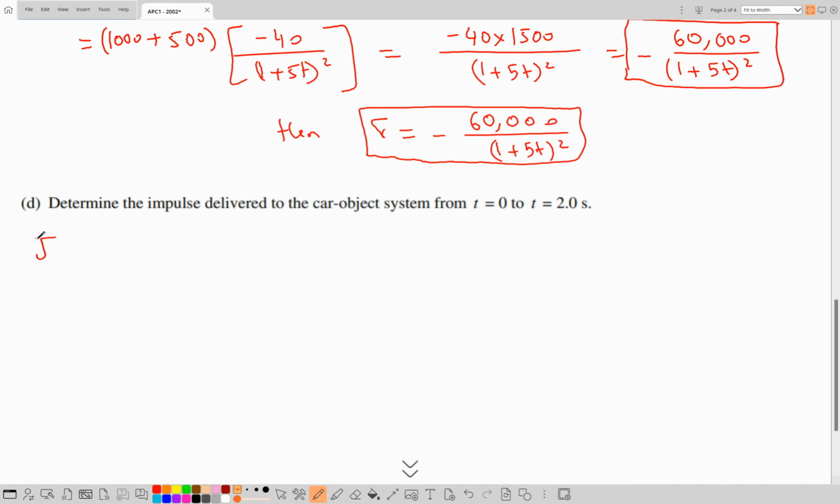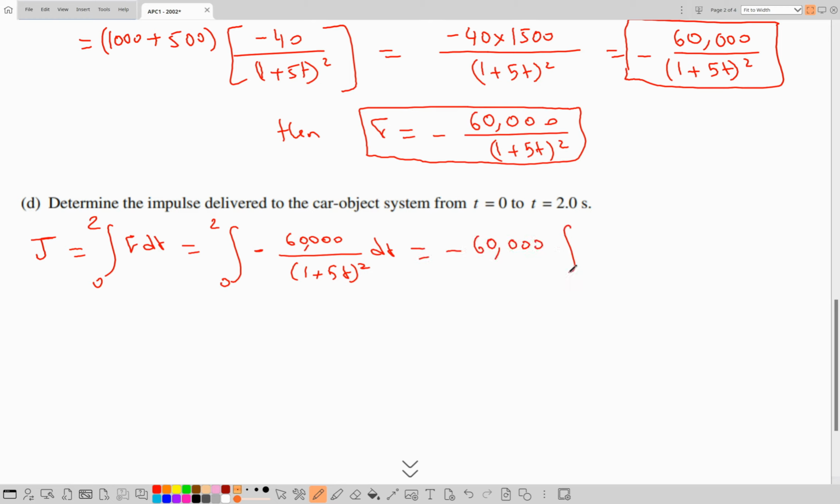Then J would be given by the integral from 0 to 2 of F dt, which is the integral from 0 to 2 of minus 60,000 divided by 1 plus 5t squared dt. Now minus 60,000 is a constant, it can be dragged out, and we are left with the integral of 1 over 1 plus 5t squared dt. Now again, how can we evaluate this integral? By doing a change of variable.